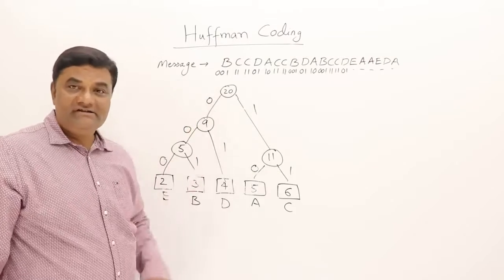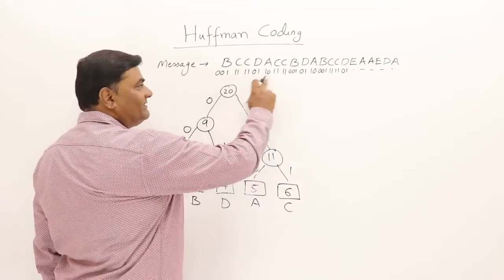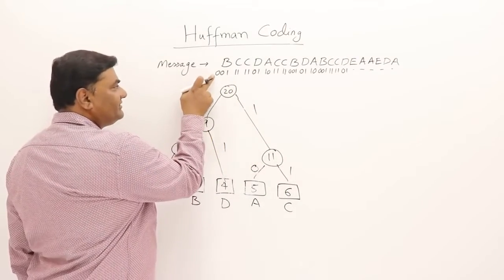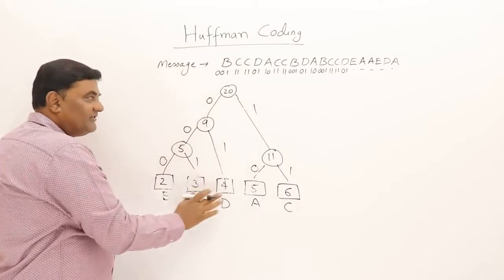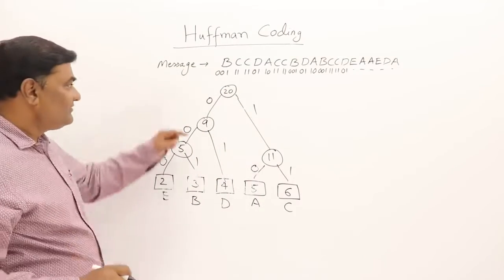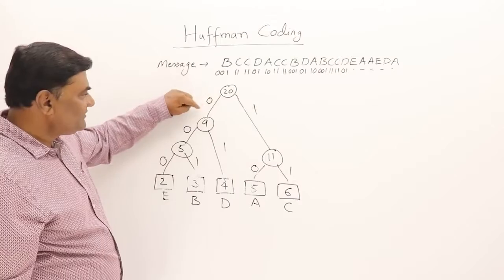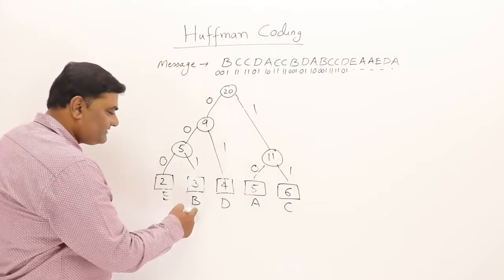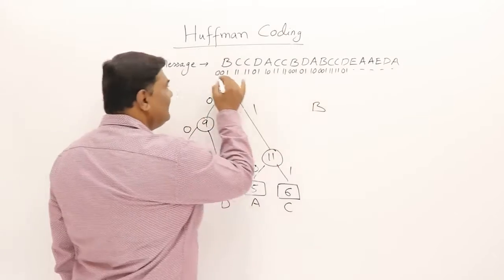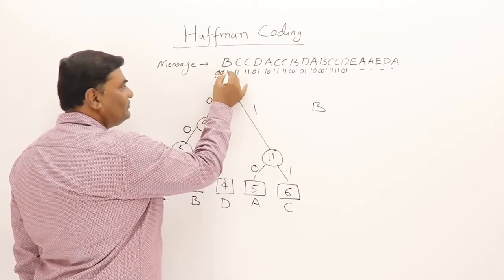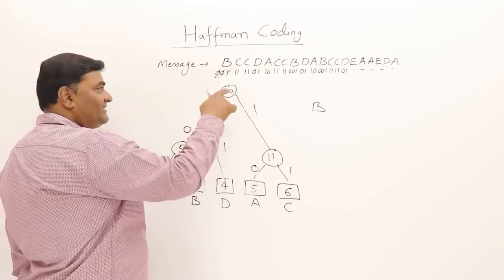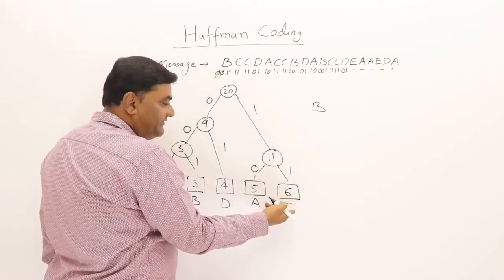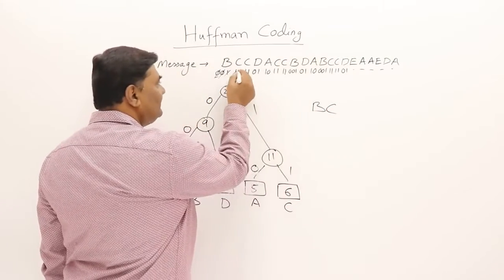Let us see how decoding is done. This is the message now completely in binary bit form. Follow the message. For this, you must have a tree for decoding. So start from the root, 0 left side, 0 left side, 1 right side. This is B. Then 0, 0, 0, 1, completed. Then again start from the root, 1 right side, again 1 right side. So we reach the leaf, that is C. So these two are over.